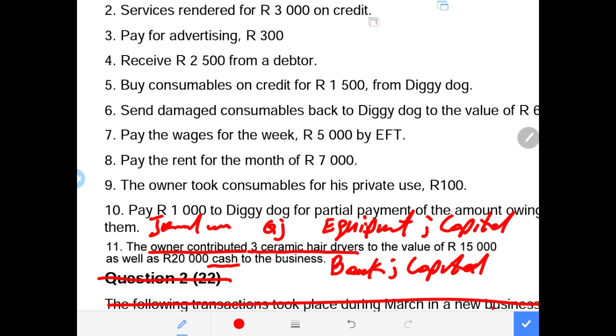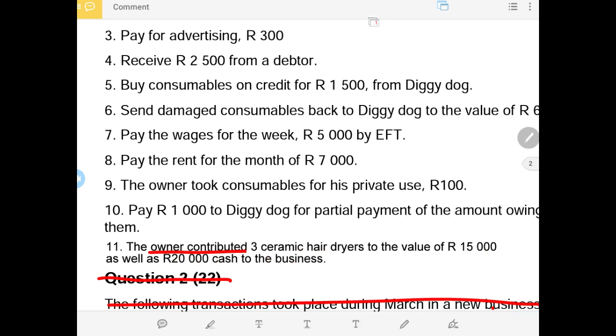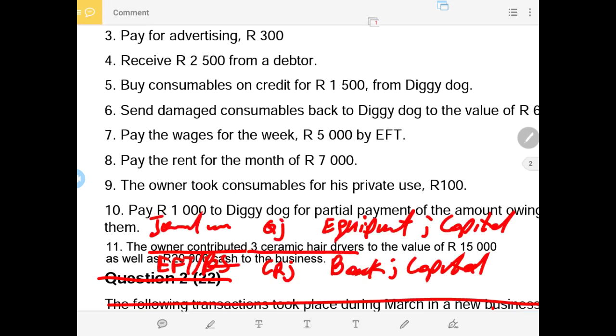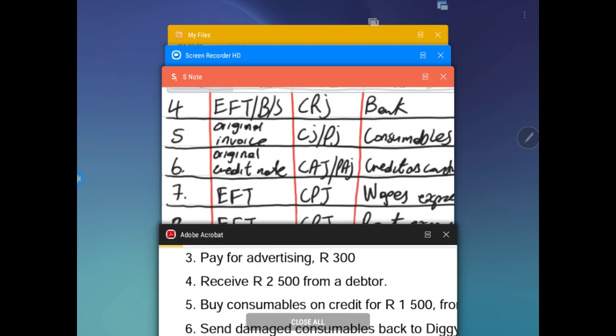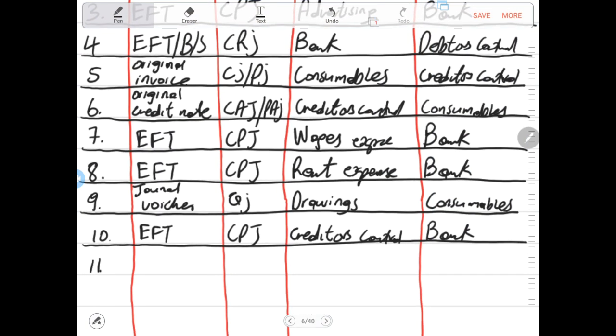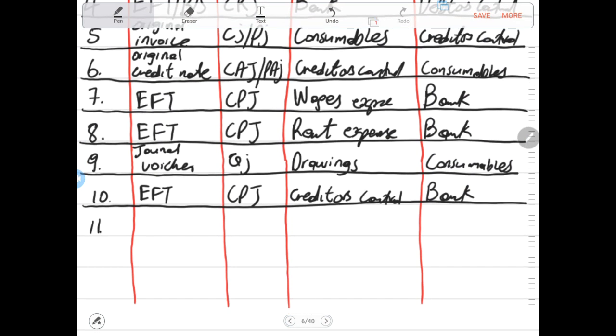But for the one where there's bank, it will be cash receipt journal. It will be cash receipt journal, which then can be in the form of EFT or bank statement. So this one will be divided into 2 transactions, if I were to say so, or 4 transactions. That is our number 11, requiring more thinking. We are recording the first part.